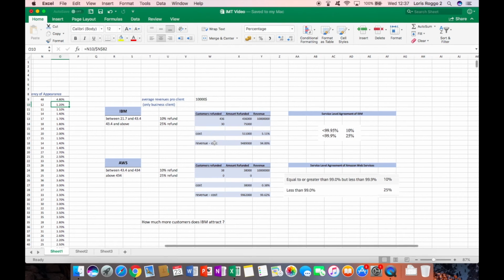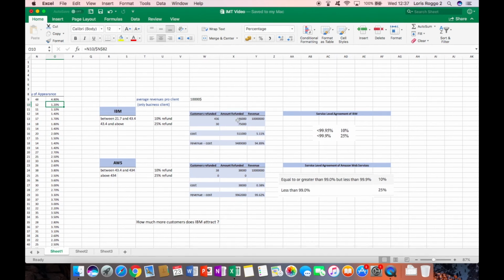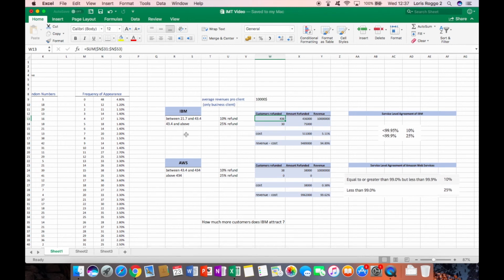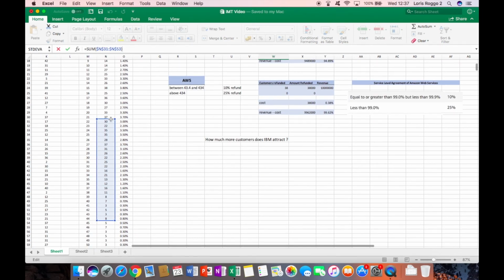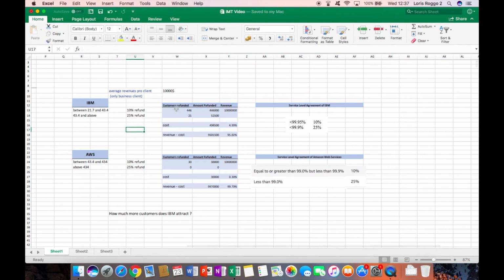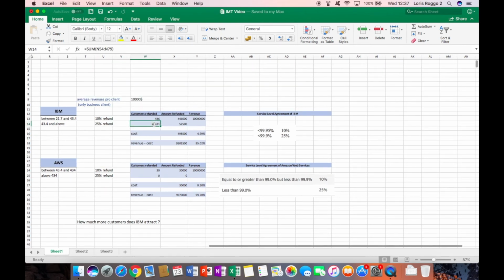So afterward, we wanted to calculate the cost. So what we did, we took the service level agreements of the two companies, and for IBM, to get a 10% refund, you need to be between 21 and 43 minutes downtime a month, and to get a 25% refund, you need to be above 43 minutes a month. So we just added those numbers that are between 21 and 43, and we got 446. We did the same for above, to get the 25% refund.